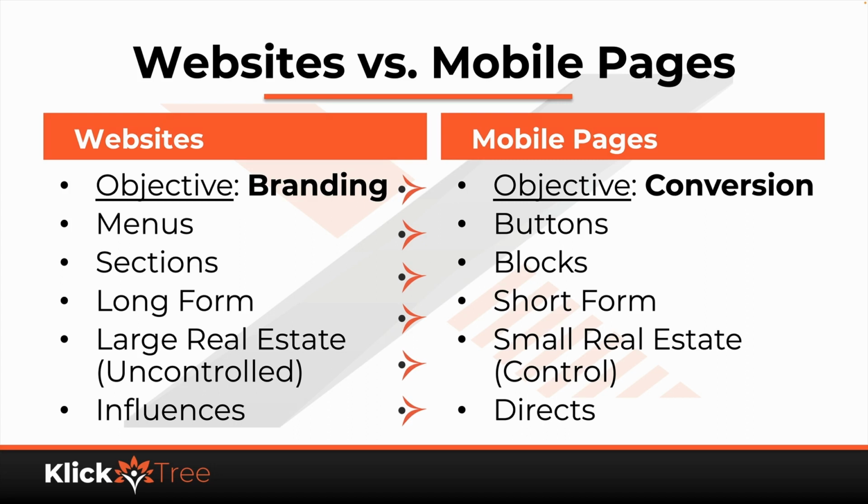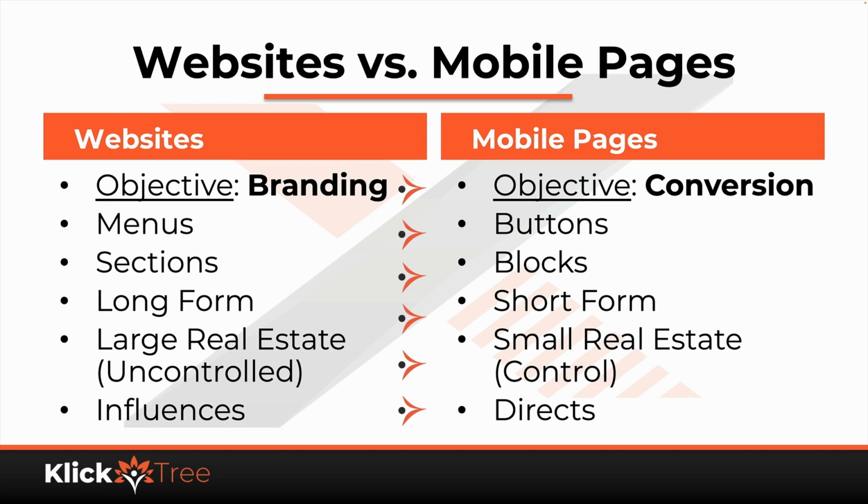The main objective of a website is branding. Websites don't become obsolete, they just become later in the process, especially when people want to get to know you. It's built with menus and it has sections. It's often long form, and it has a large real estate. That means it has a large screen, and usually uncontrolled. It's mainly focused on influencing other people.